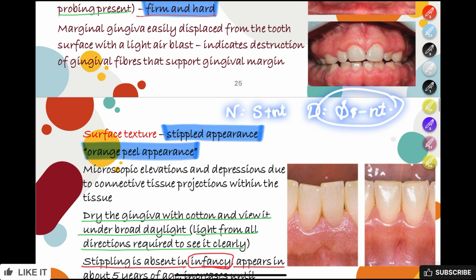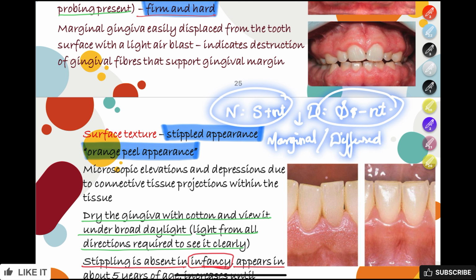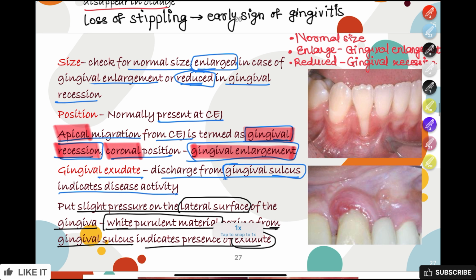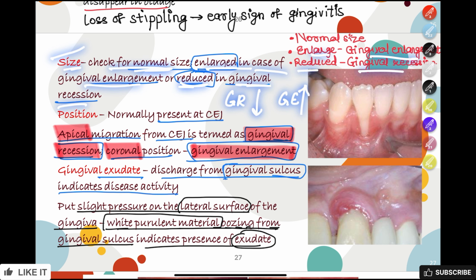One of the most important diagnoses we get from stippling is marginal gingivitis. Is the gingivitis marginal or diffuse? If stippling is absent, it is diffuse gingivitis. If stippling is present, it is marginal gingivitis. The next criterion is the size of the gingiva. Check for normal size, enlarged in the case of gingival enlargement and reduced in the case of gingival recession. So in gingival recession, the size gets decreased, while in gingival enlargement it gets increased.